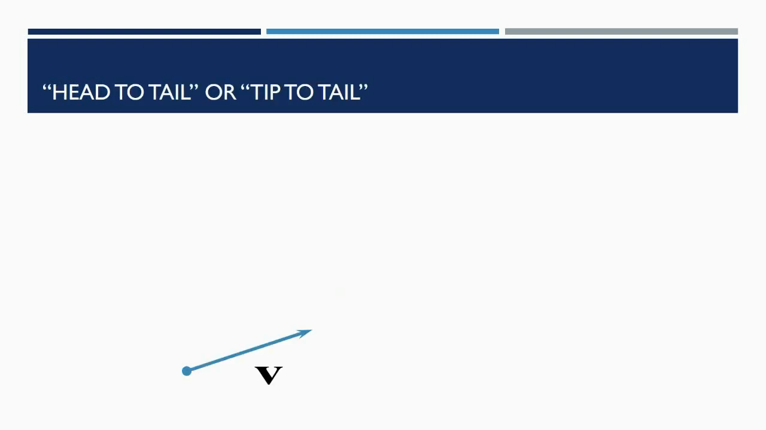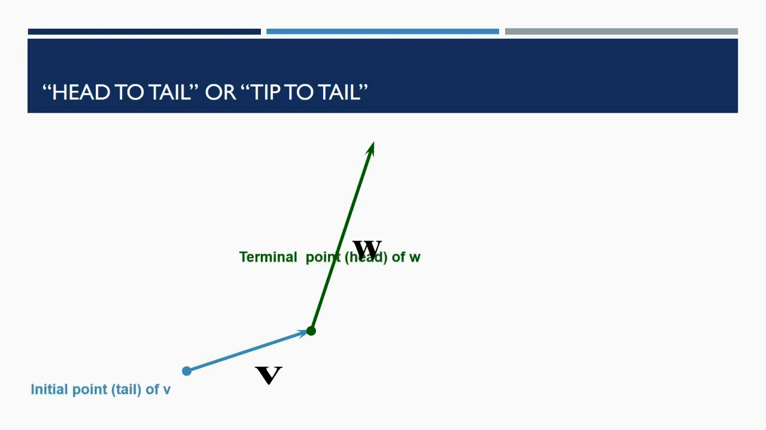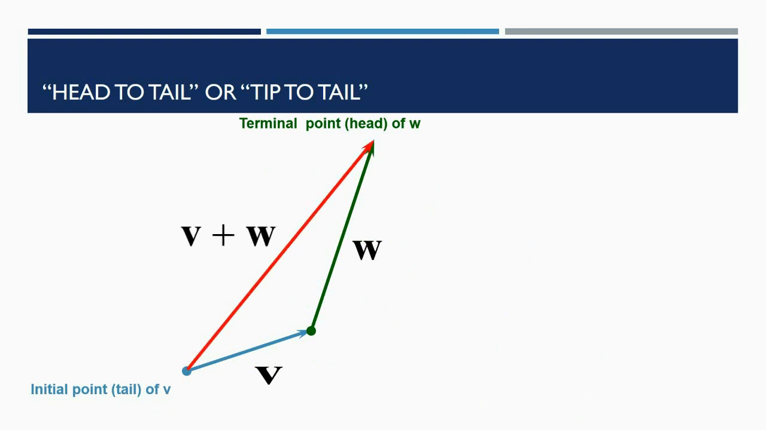There are various ways to add vectors together. There are mathematical methods, or there are graphical methods, and in this lab we're going to use the graphical method called head to tail or tip to tail. You have vector v, vector w. You have the initial point where v starts, and where w ends is called the terminal point. V plus w is a vector that goes from the initial point to the terminal point.